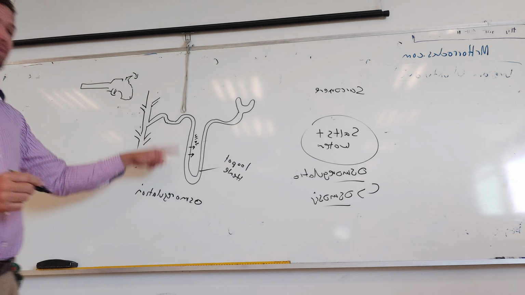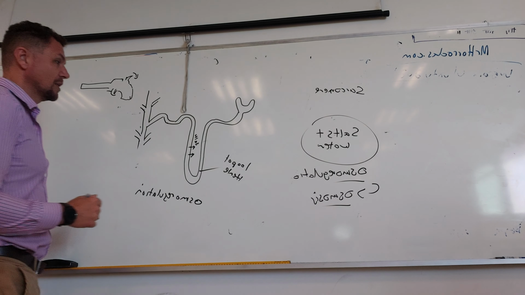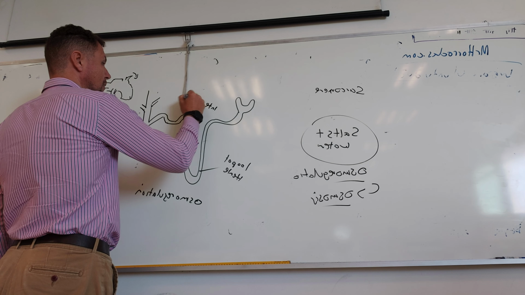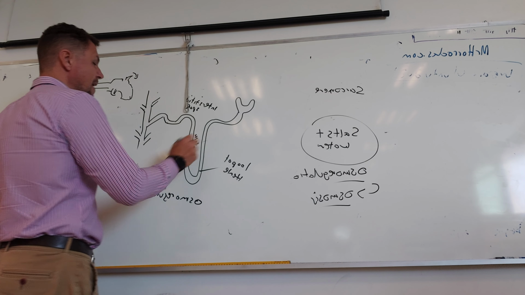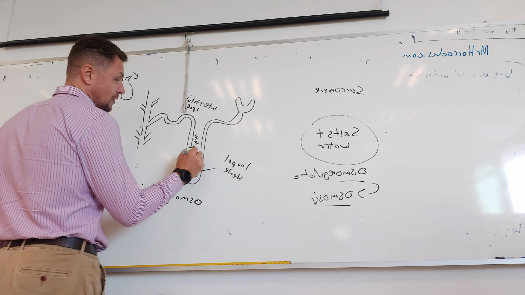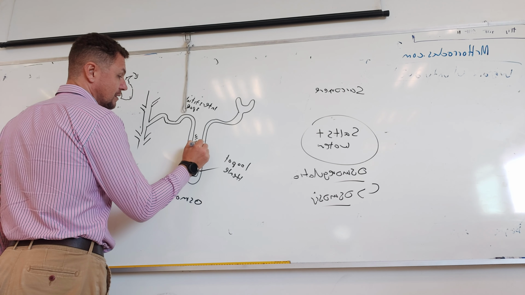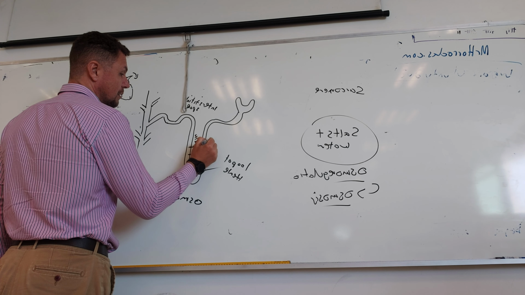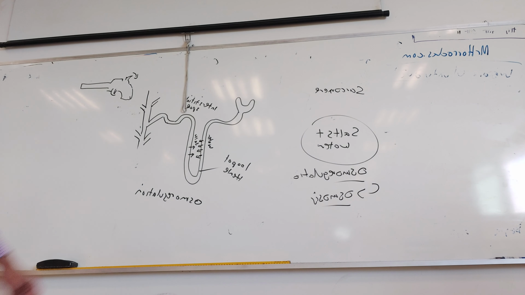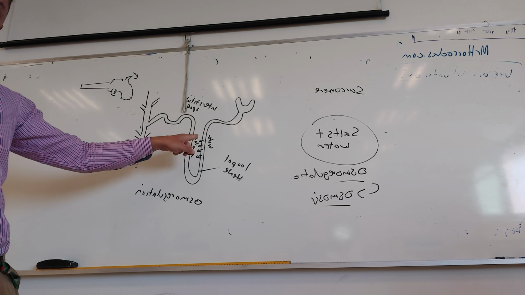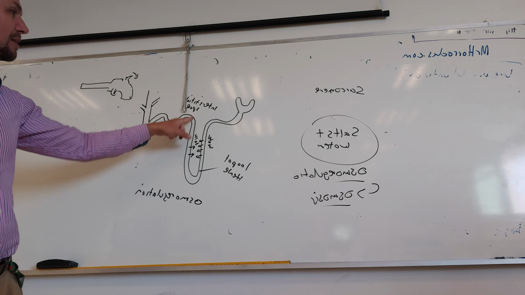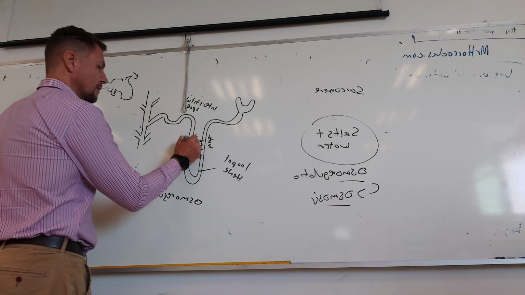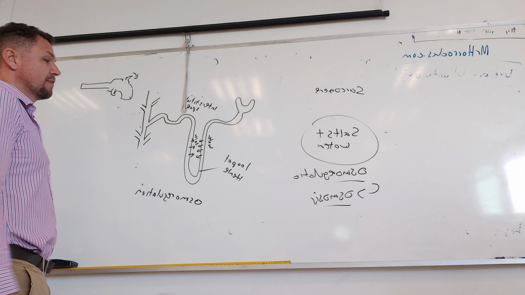Now the salts gather in this space. We call this space the interstitial space, the space in between. And that increases the salt concentration, which attracts water. So the water comes out of this side because there's more salts, and water is always attracted to salts. So as the water goes down, it starts being attracted out of the nephron into the interstitial space because there's salts accumulating in the interstitial space, which is coming from this side of the nephron.